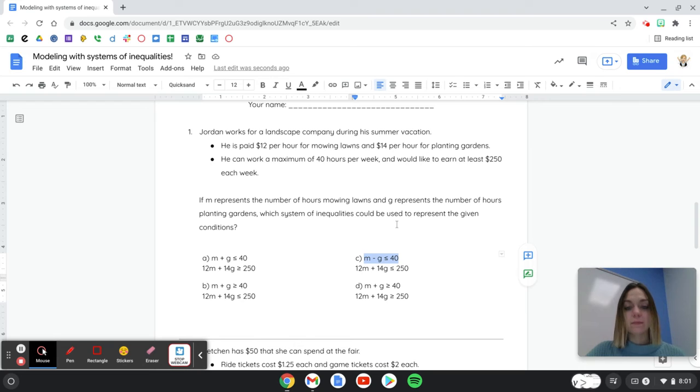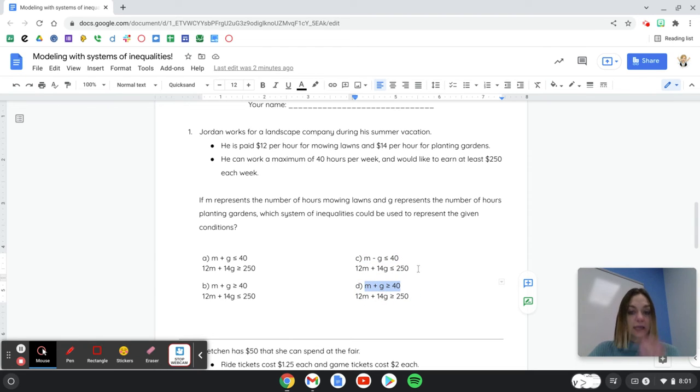C says M minus G is less than or equal to 40, but that doesn't make any sense, because why would I subtract hours worked at a job? You have to add them together since you're working those hours. You can't have negative time in this situation. So C is not it.